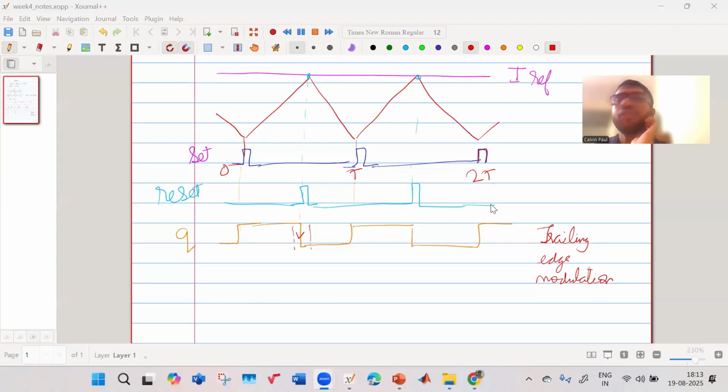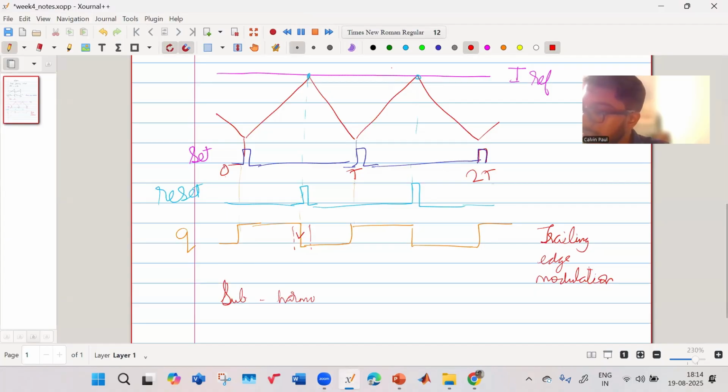Peak current mode control has some structural instability, it can have subharmonics, when D is greater than 0.5. In this case, what happens is your current will look like this. Suppose it goes here. This is anyway D greater than 0.5.